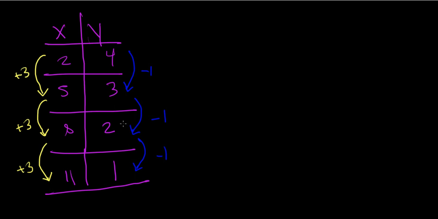We can see that there's a constant change in the x values of plus 3, and there's a constant change of minus 1 in the y values. Because there is a constant change in both the x and the y values, these points satisfy a linear function. It's linear because of the constant change between the x and y values, and it's a function because each domain value has exactly one range value.